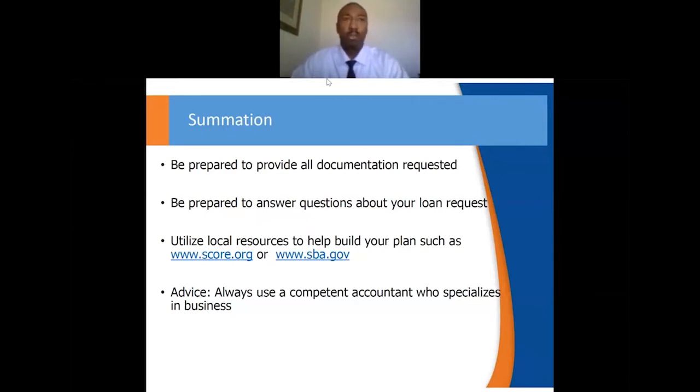Make sure that you're providing the documentation in an accurate and timely manner. If it's going to take you months to be able to get the documentation to the lender, you're not ready yet. It's better for you to wait until you're ready and you have most or all of the documentation readily available when you're applying for that loan or line of credit request.